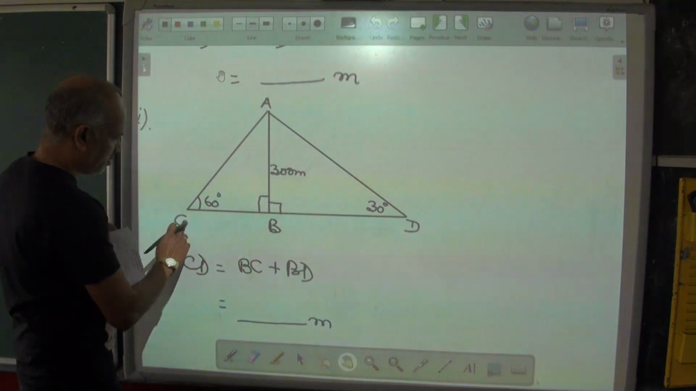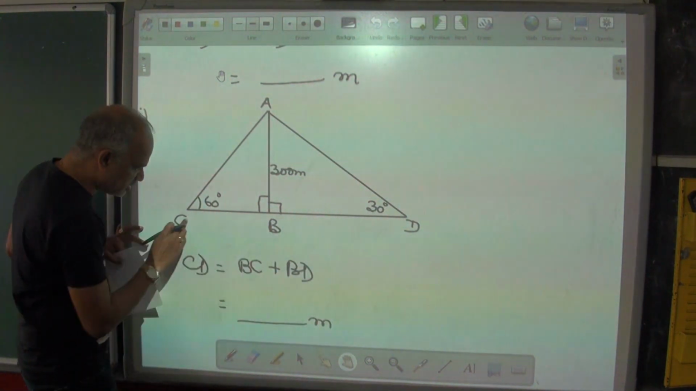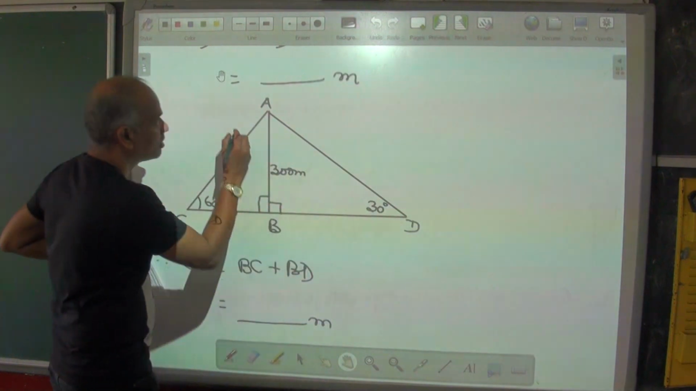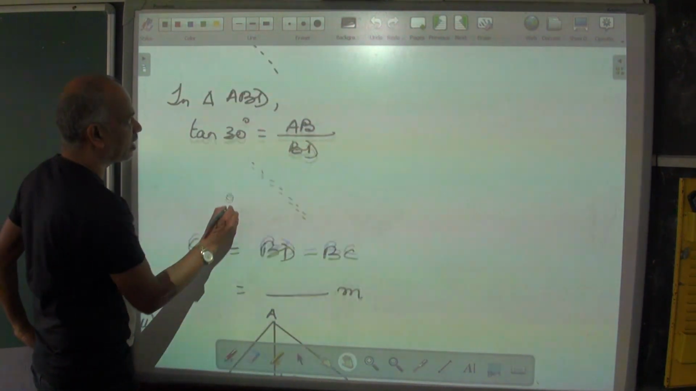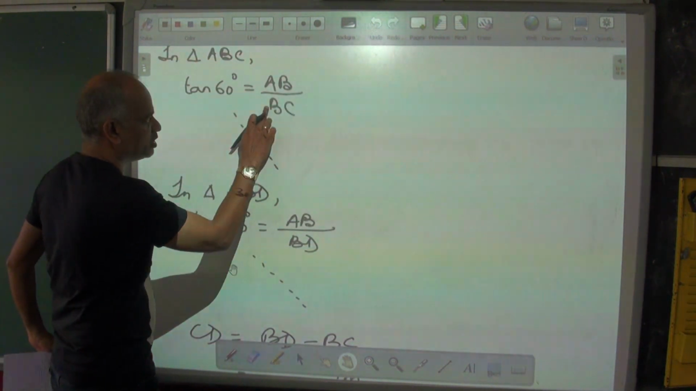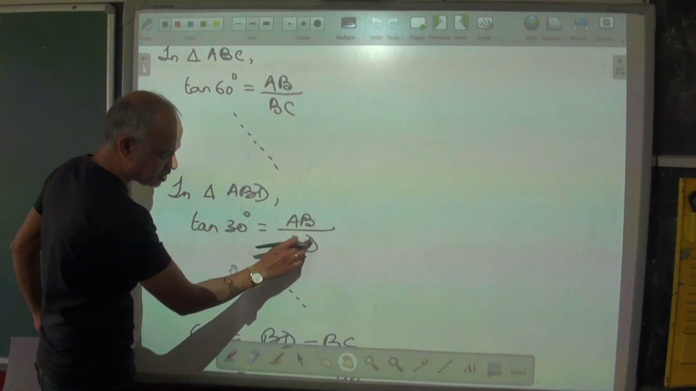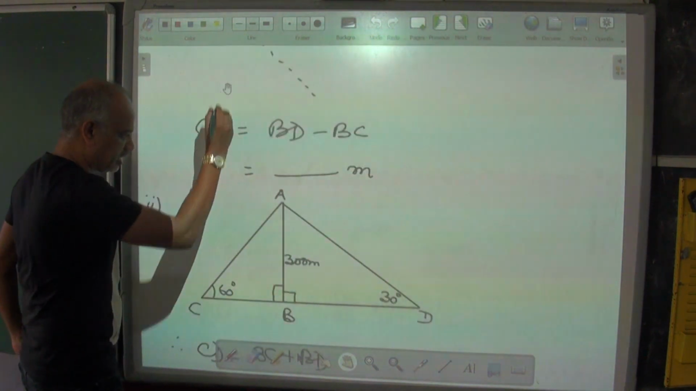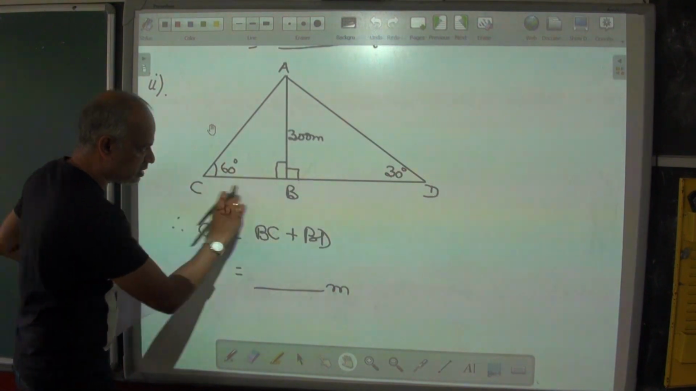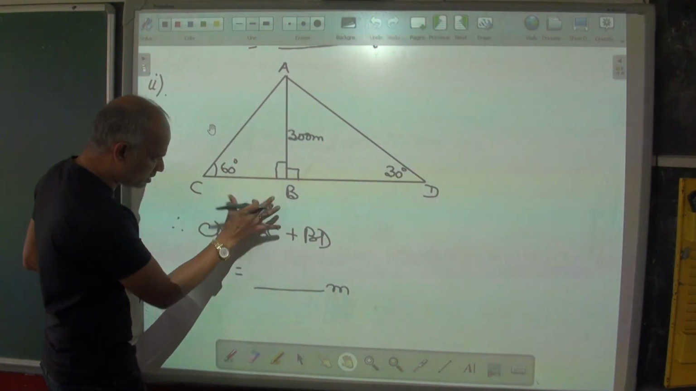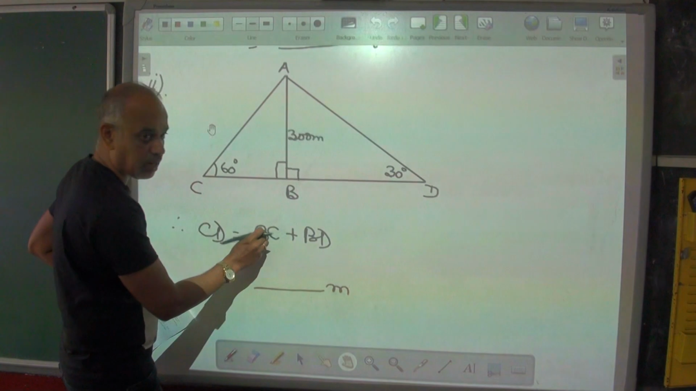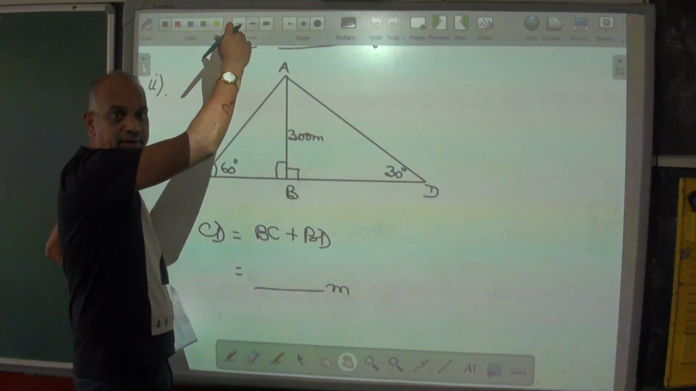So if you have to find CD, you have to know BC and BD. Both you would have got from these calculations. From the first calculation you would have got BC, second calculation you would have got BD. All that you have to do is write CD is equal to BC plus BD and put the values from the calculation which you have already done.